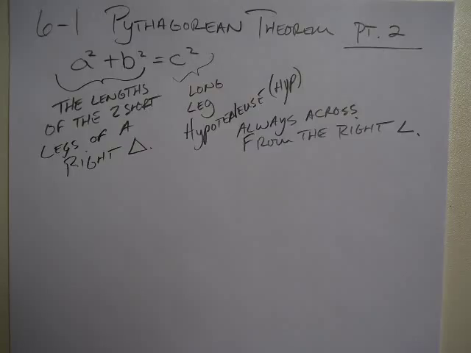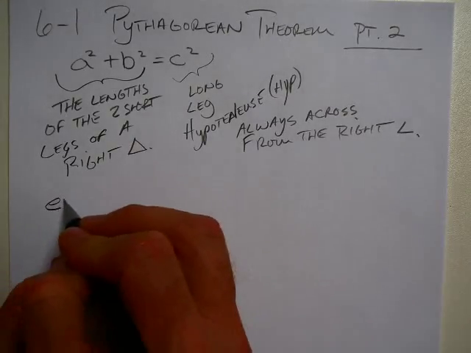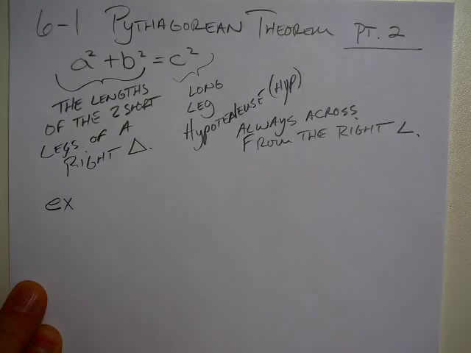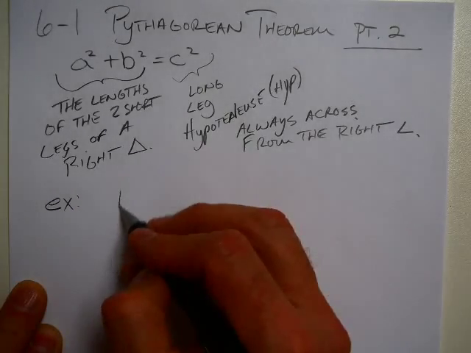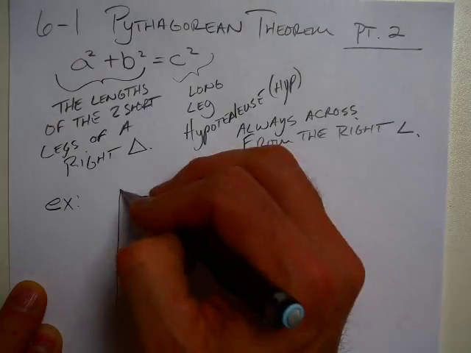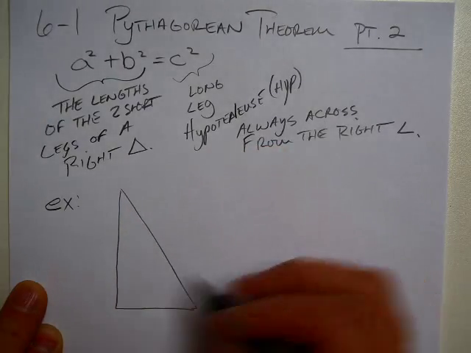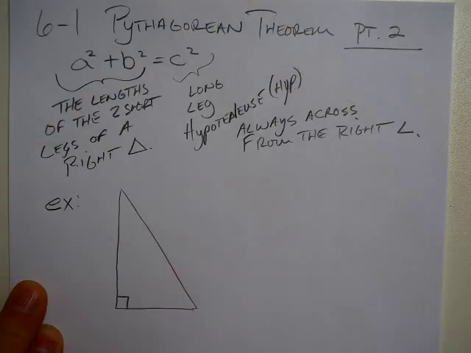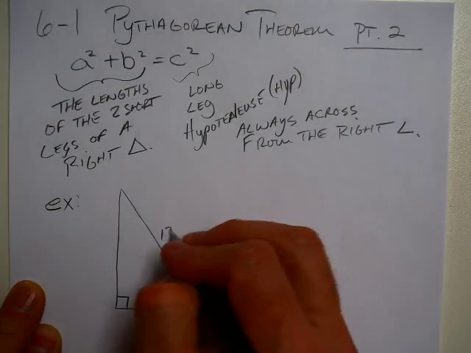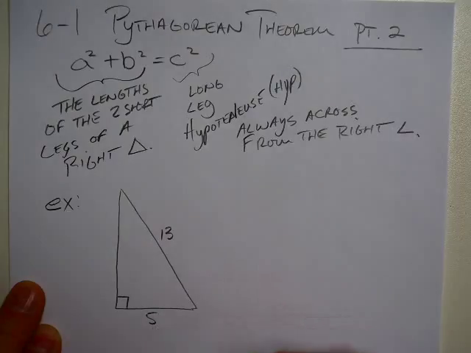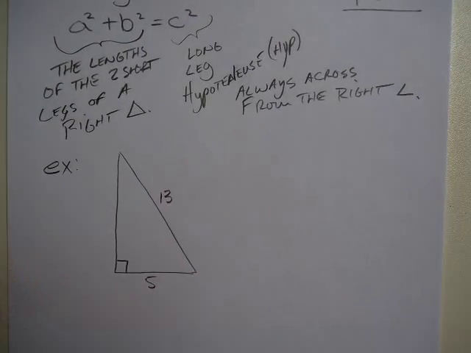So we did some work a little while ago where we're checking to see if three given lengths of legs for a triangle were legs for a right triangle. Today, we're going to be given a right triangle and trying to find a missing leg. So something like this, perhaps. So I give you a 13 and a 5.